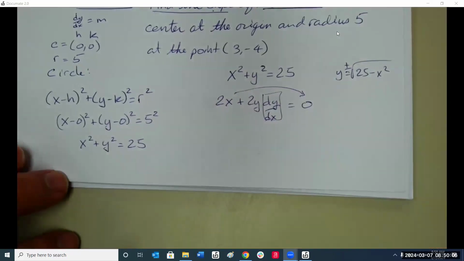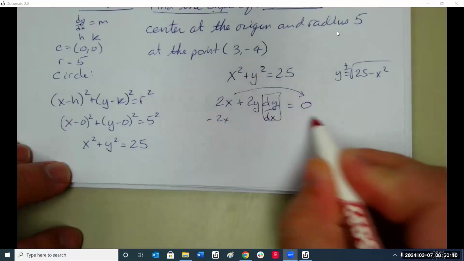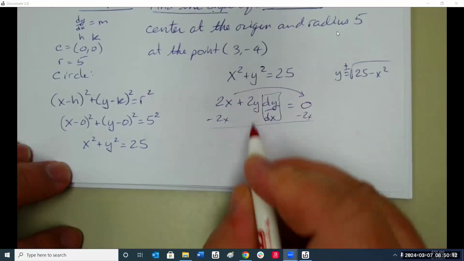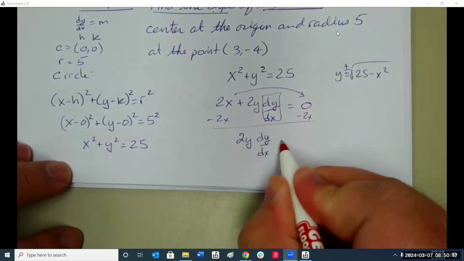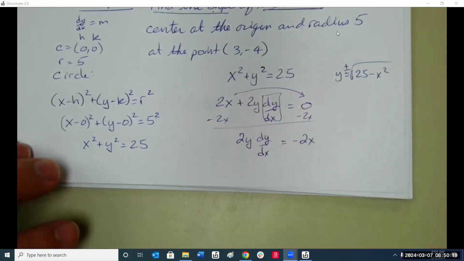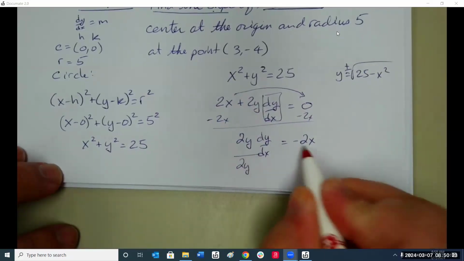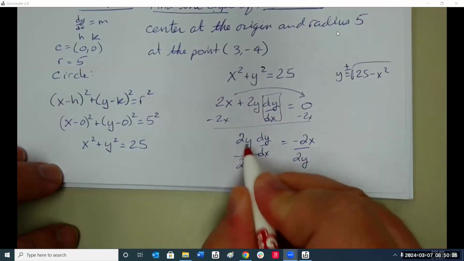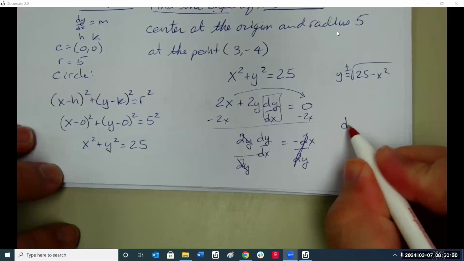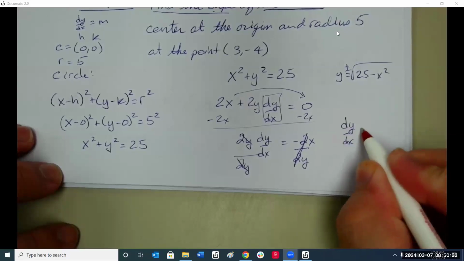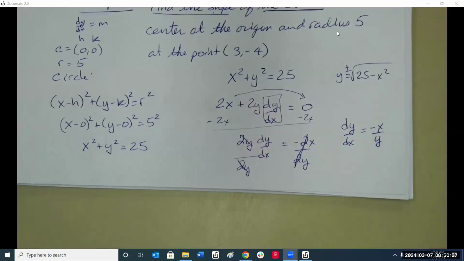So you have to move the 2x over. How do you do that? By subtracting 2x. So we have 2y dy/dx is equal to negative 2x. Divide by 2y, and the 2's cancel. So dy/dx is equal to negative x over y.